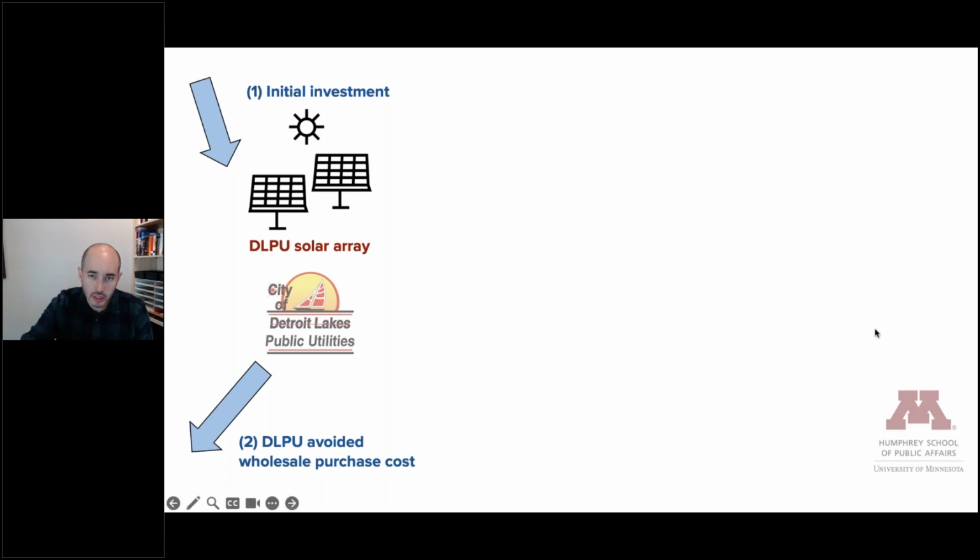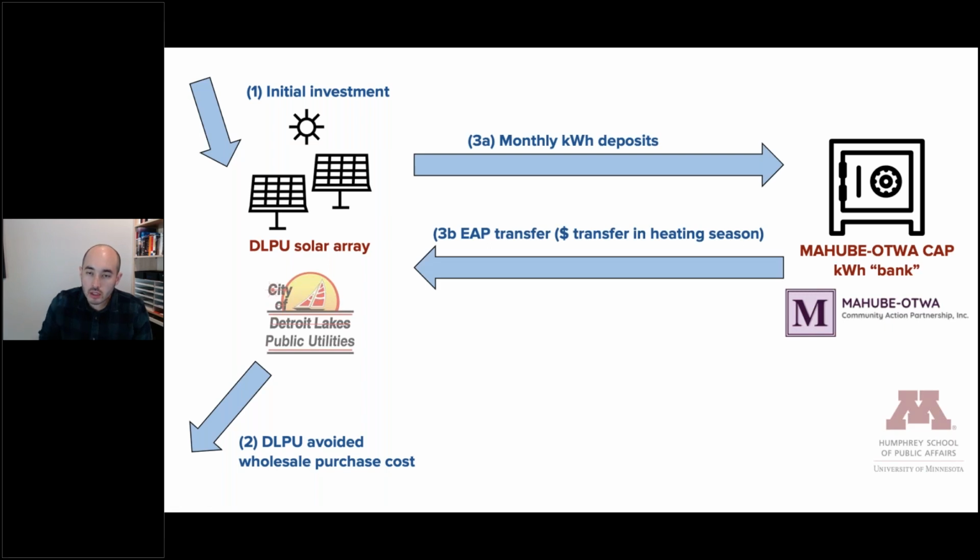So anyway, first two pieces: understand the initial investment, in this case a grant, but we've modeled it as what it would look like to scale up. And number two, what's the value to the utility in terms of avoided wholesale purchases? But this is really any old solar project. So here's where some of the innovation comes in: this solar project is creating essentially monthly kilowatt hour deposits in a kilowatt hour bank.